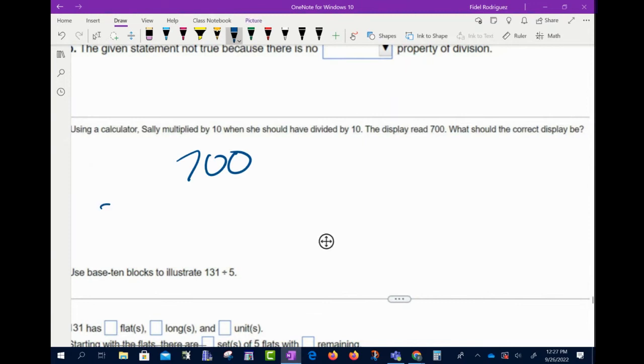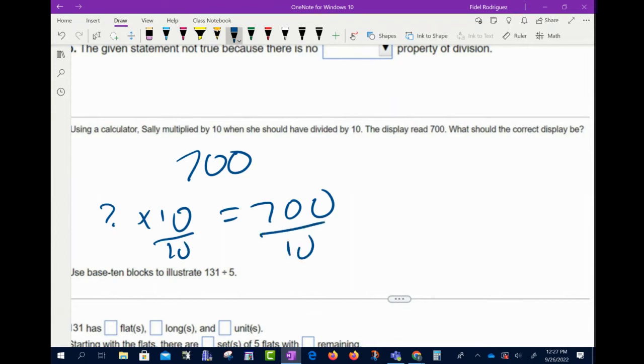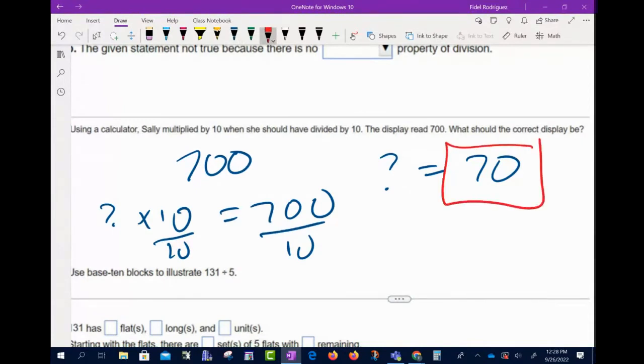So when she took her number, whatever it was, times 10, that gave her 700. So we want to know, well, what number did she have on her calculator? Well, if we were to divide both sides by 10, then that would have meant that her number would have been 70, right? Because 700 divided by 10 would give me 70, okay? But she was really supposed to take this number and divide it by 10. So if I take 70 and divide it by 10, what number would we get? Yeah. And that's all we're doing there, okay?